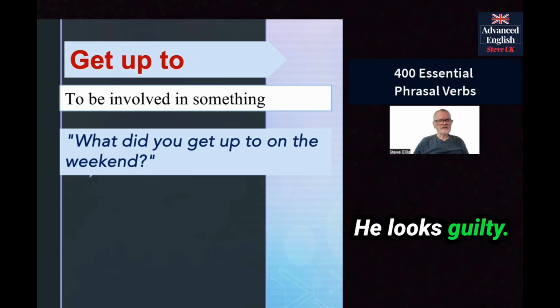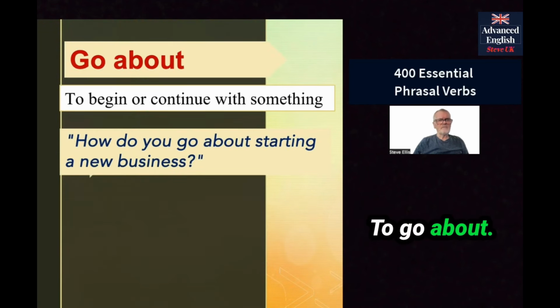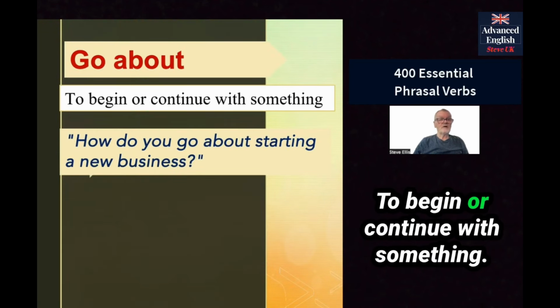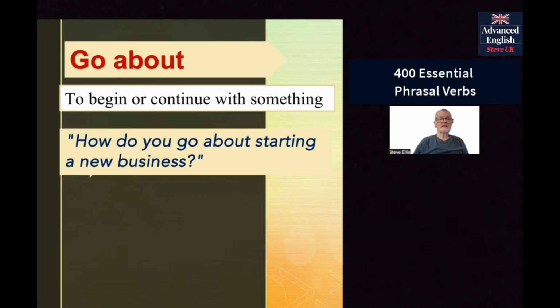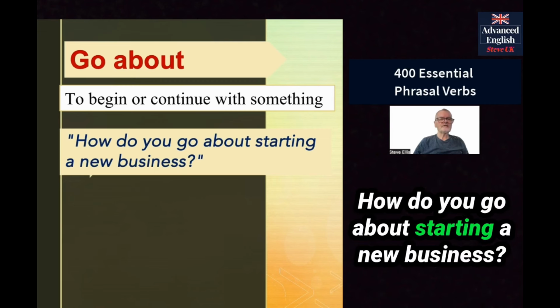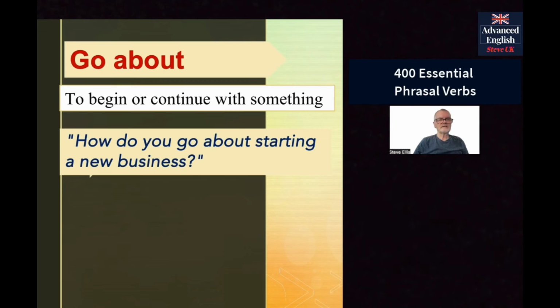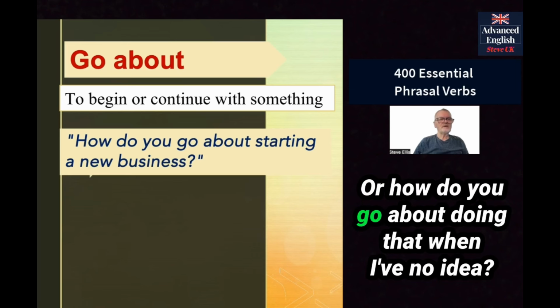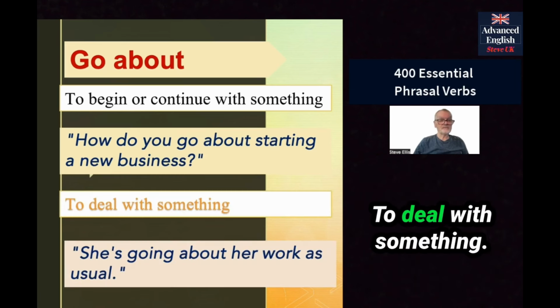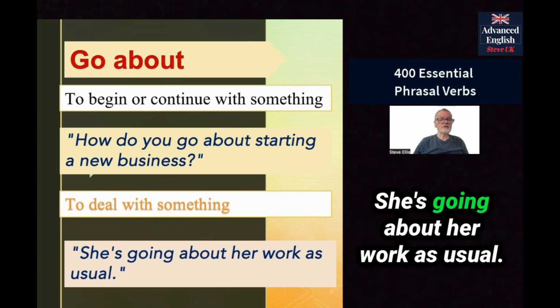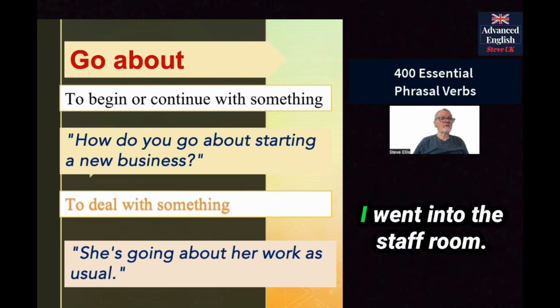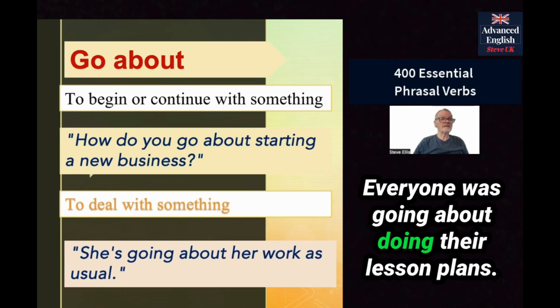He looks guilty. Go about, to begin or continue with something. How do you go about starting a new business? Well, how do you go about doing that? I've no idea. To deal with something. She's going about her work as usual. I went into the staff room. Everyone was going about doing their lesson plans.